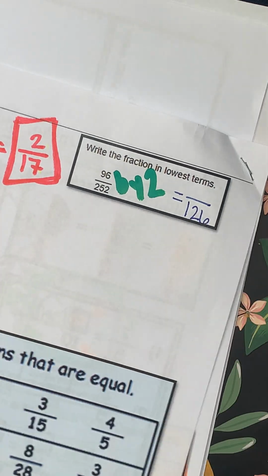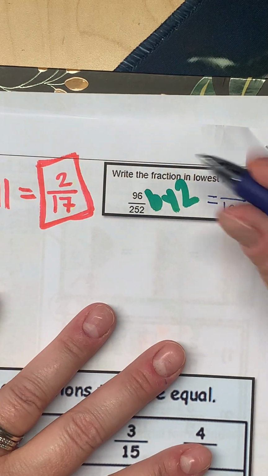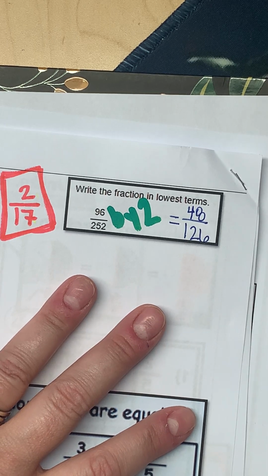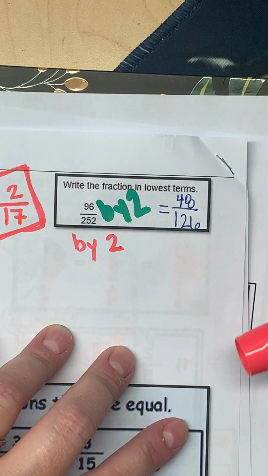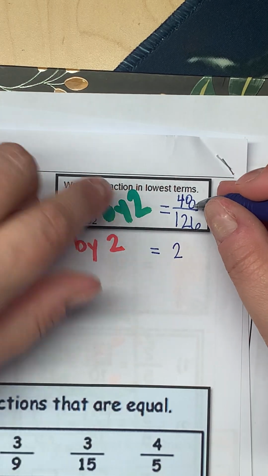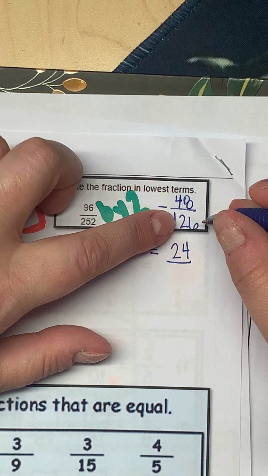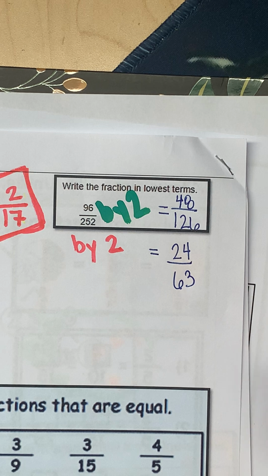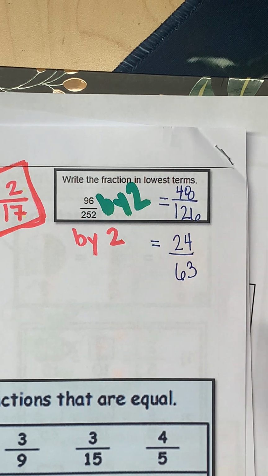Okay, so we divided by 2 and we got 48 over 126. But you can probably go by 2 again. Yeah, if I divide 48 by 2, that should get 24. Then divide 126 by 2, and that should give you 63. Okay? And then think about what goes into 24 and 63 and see if there's anything in common.